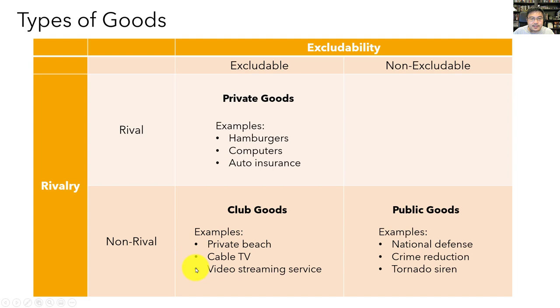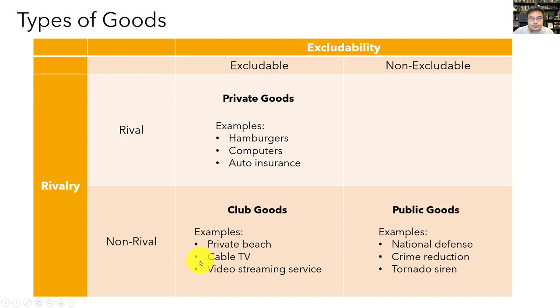They're excludable because the cable TV company or the streaming company can easily stop people from accessing their services by locking the content behind a paid subscription. But many people can enjoy these products simultaneously without diminishing each other's enjoyment, and so they're non-rival.